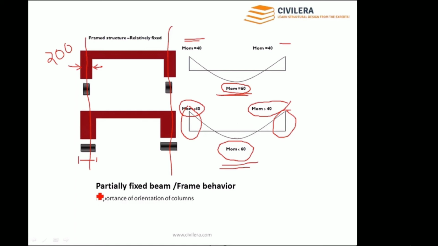So it's no more a fixed beam, it's a partially fixed beam, because when you change the rotation or when you change the size of the column, there is a difference in the moment distribution. So this is a very important aspect that needs to be understood to do frame analysis. This is one of the reasons that we are going to use ETABS for the analysis, because you need to calculate the stiffness of joints.